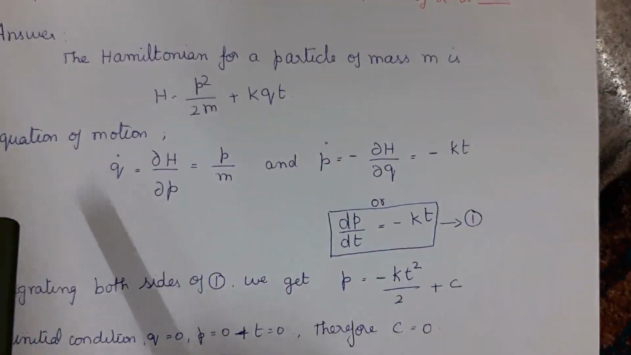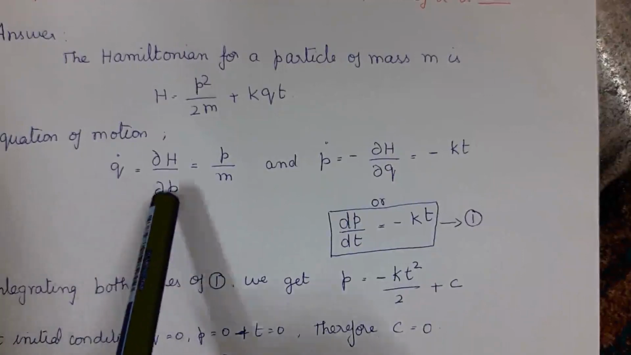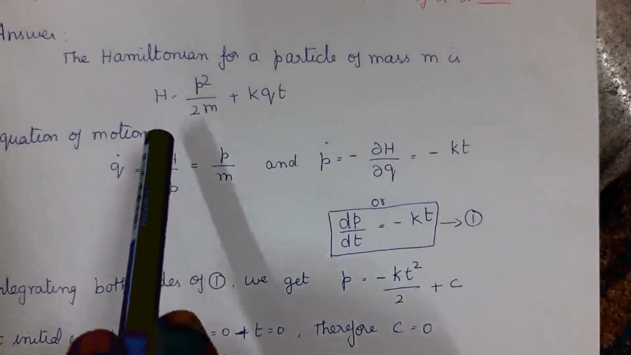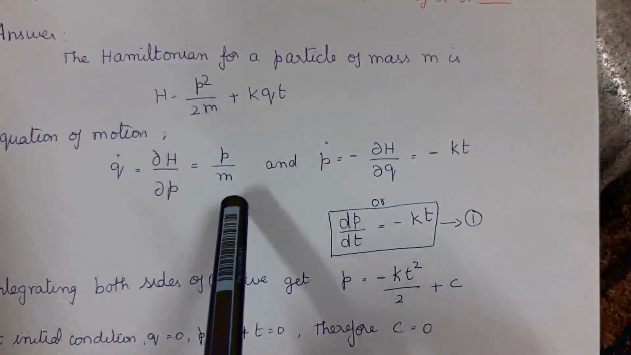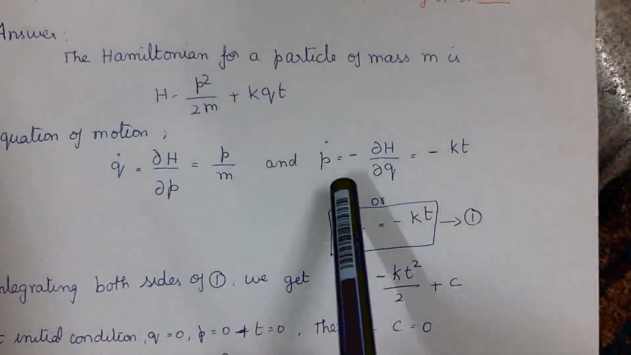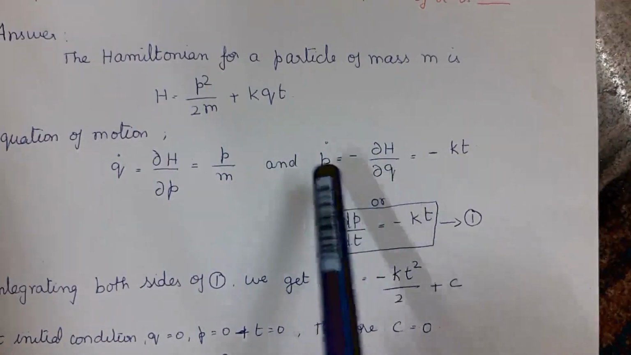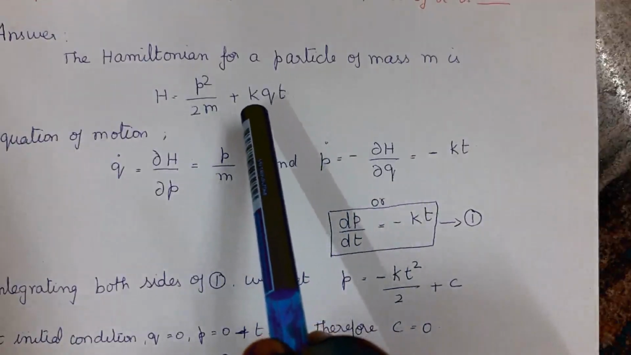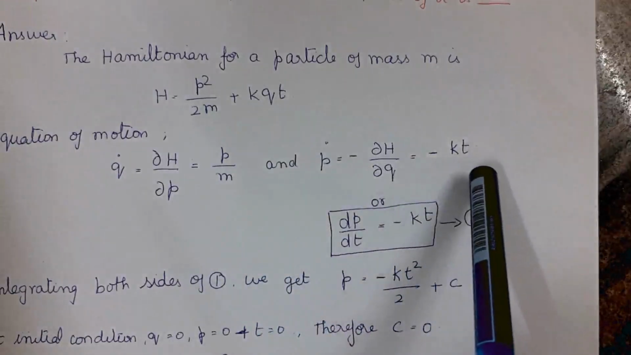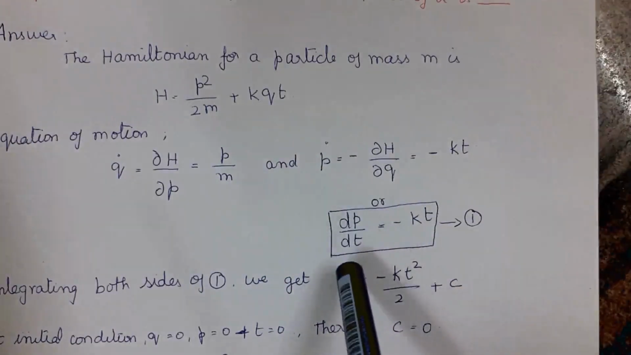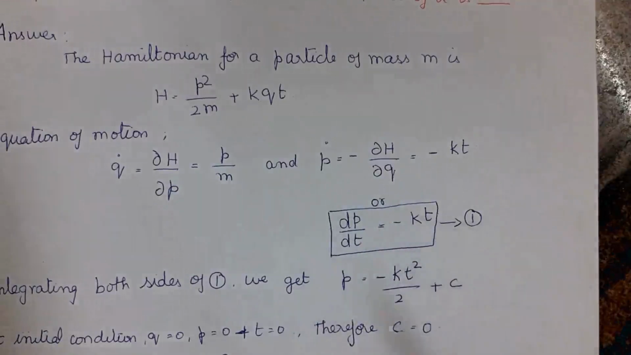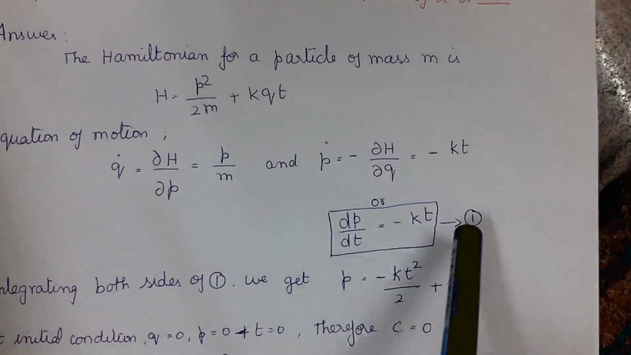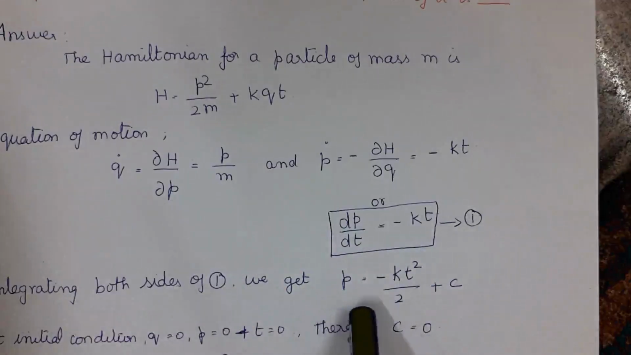From the Hamiltonian, we can write the equations of motion, that is, q dot is equal to dou H divided by dou p. So the derivative of the Hamiltonian with respect to p will be p divided by m, and also p dot is minus dou H divided by dou q. So finding the derivative of H with respect to q, we will be getting minus kt, or this can be written as dou p by dou t is equal to minus kt. We will consider this as equation 1. Now integrating equation 1 on both sides, we will be getting p is equal to minus k t square by 2 plus c.